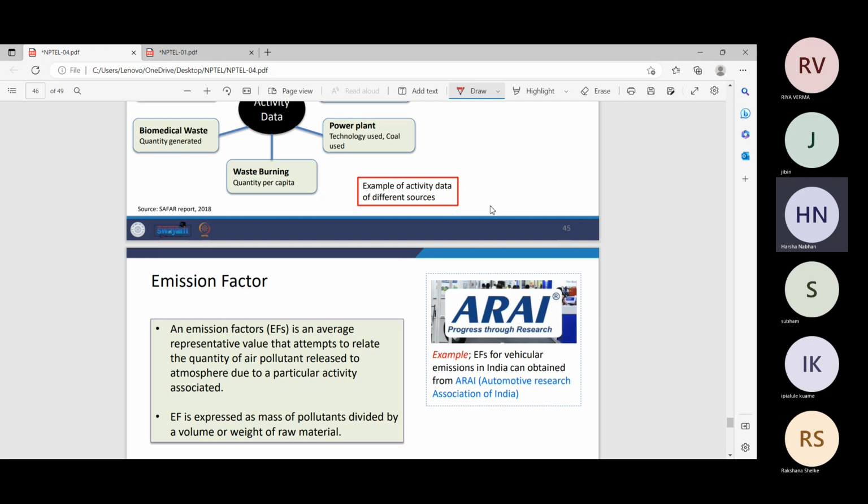Sink and receptor are the same thing, ma'am? So source and sink... Yeah, sink and receptor are one and the same thing. Right. Thank you.